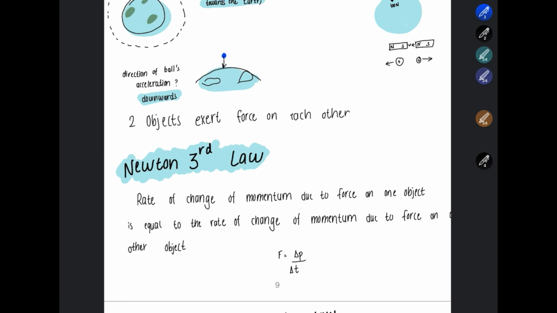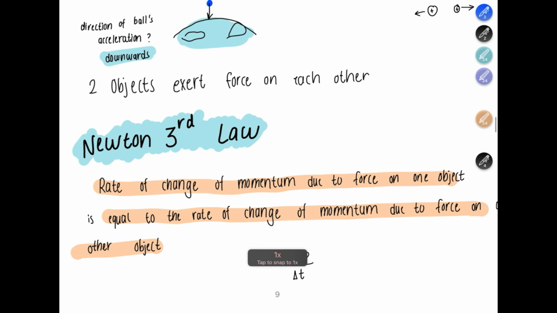Now Newton's third law can also be described in terms of momentum. It says that the rate of change of momentum due to force on one object is equal to the rate of change of momentum due to the force on the other object. So if you look at this equation, force equals change in momentum over time. Change in momentum is the same. Equal force is applied for the same amount of time. Basically, when two objects exert forces on each other, their changes in momentum are equal and opposite, okay?